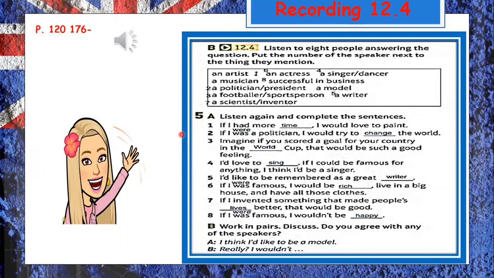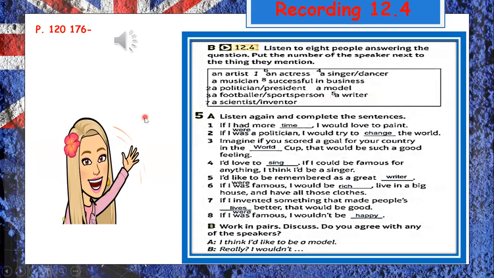2. I'd be a famous politician. If I were a politician, I would try to change the world, to stop all these wars and do something to help poor countries. You know, I think it's terrible how most politicians don't seem to worry about things like that. 3. If I could do anything, I think I'd be a famous soccer player or something like that. Imagine if you scored a goal for your country in the World Cup. That would be such a good feeling. You would remember something like that forever.